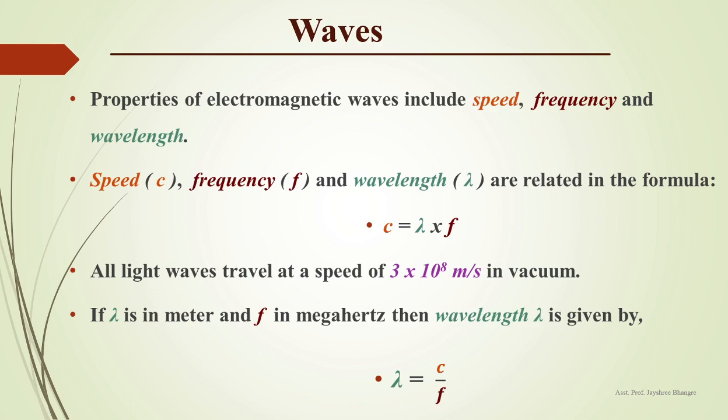The properties of an electromagnetic wave include the speed, frequency and wavelength. Speed c, frequency f and wavelength lambda are related by the formula c equals lambda times f. All light waves travel at a speed of 3 × 10⁸ meters per second in a vacuum. So if lambda is in meters and f, the frequency, is in megahertz, then the wavelength lambda is given as lambda equals c by f. In this way we can calculate the wavelength.